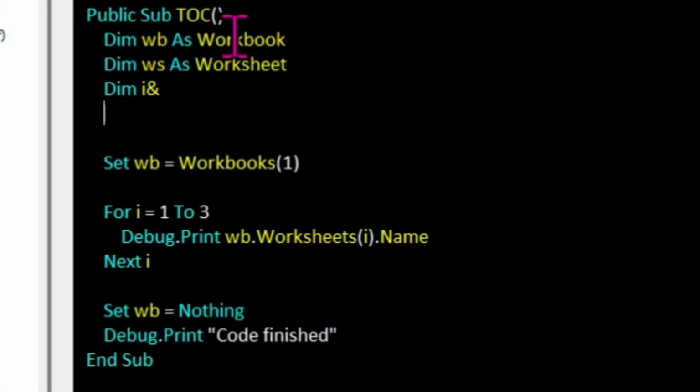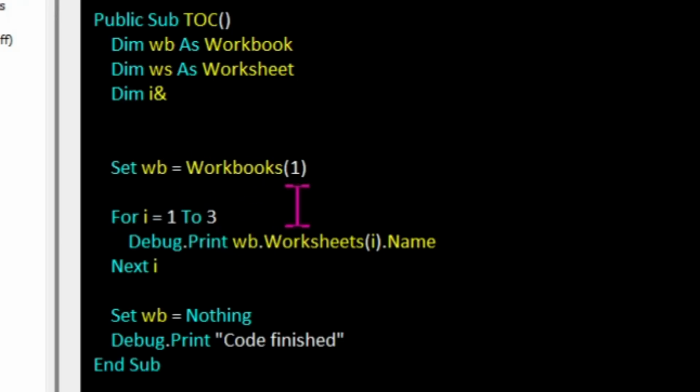Now let's review. We have a workbook and a worksheet. Although we're not really using this variable, it's okay if we don't have it in there. And we have an I, which is a long. So I've set my workbook variable equal to workbooks 1. And for I equals 1 to 3, so it's going to go 1, 2, 3, I'm going to debug.print, so down here, workbook.worksheets, referring to the first sheet, which is I, .name.